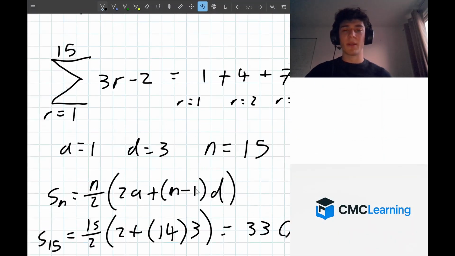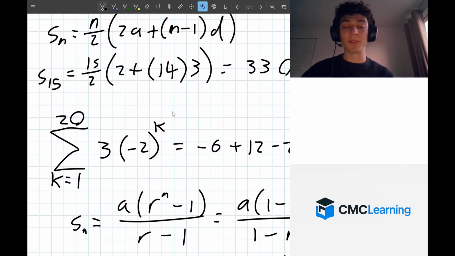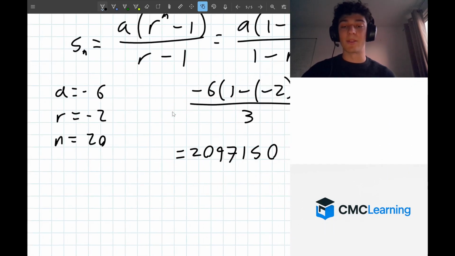So I hoped this was a nice introduction to sigma notation. There are definitely some trickier problems that I do recommend all of you to try out.